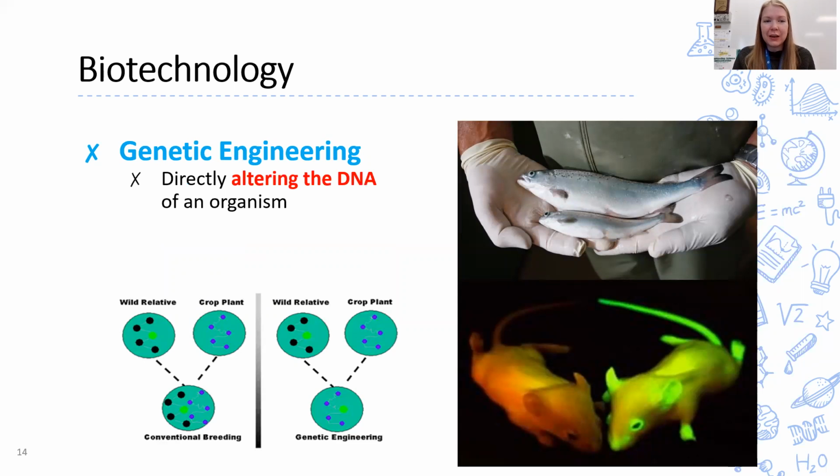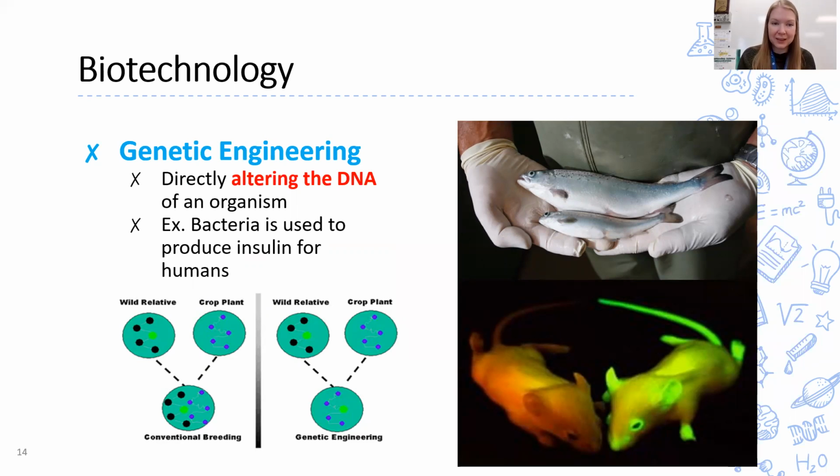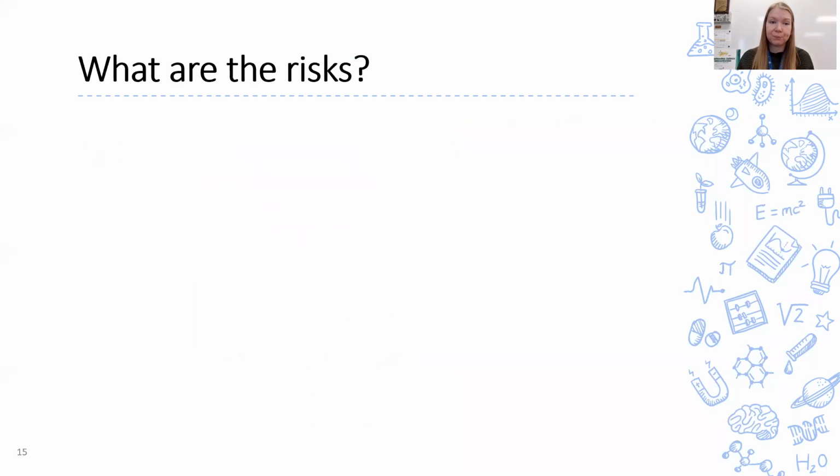And then there's genetic engineering, which is directly altering the DNA of an organism. An example of this being bacteria is used to produce insulin for humans. And when you use genetic engineering, you're selecting the specific DNA that you want to have in the next generation of the organism. And you can see in this image here, with conventional breeding, you end up getting all the genetics in the next generation. But with genetic engineering, you are selecting specific traits that you want, combining them together to have only those traits be passed on with the next generations and generations going forward as well.